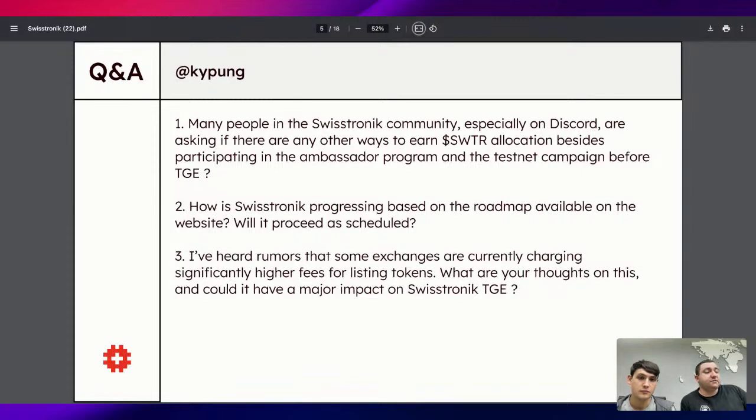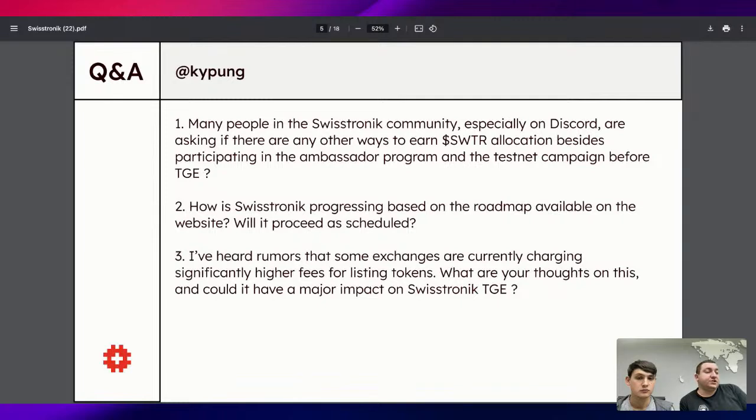How is Swisstronic progressing based on the roadmap available on the website? Will it proceed as scheduled? Yes, at this moment, we already have the SDI finalized. We have the first business partners who are actually providing the compliance services for this SDI, and also a couple of SDI users, the companies who are building the solutions based on the SDI. The next huge step that we should do is ZK tokens, and that's actually what we're working on right now. We really hope that we'll finalize them before the new year again, but who knows? However, we are already doing internal tests, and everything is looking quite fine.